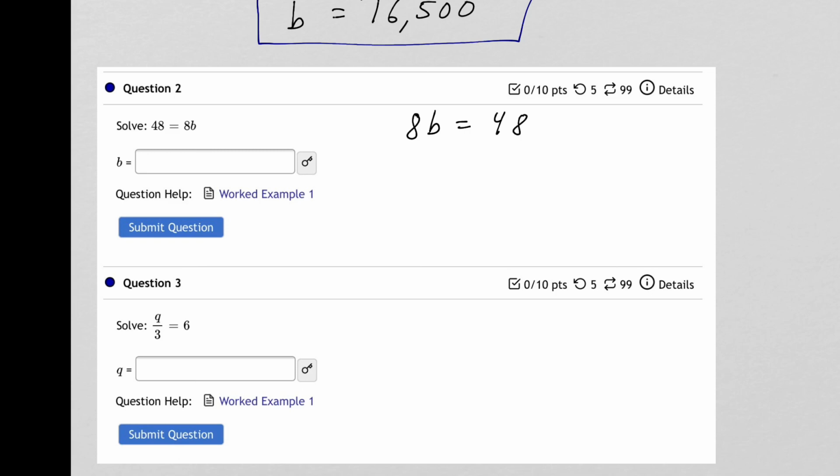Now, since b is being multiplied by 8, to undo that, to give me a 1b, to isolate the b, I can divide by 8, right? But whatever you do to one side, I have to do to the other side. So these cancel now. I'm going to get 1b, which is b. And then 48 divided by 8 is, of course, 6. So that would be my answer. So b is equal to 6.